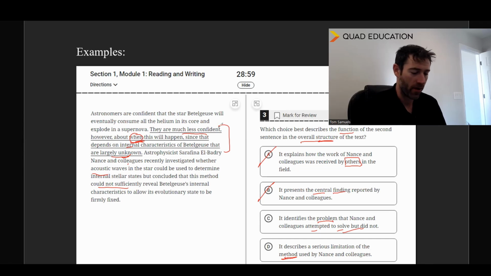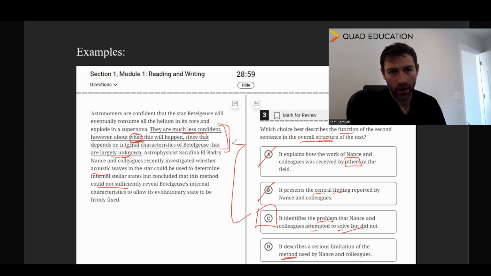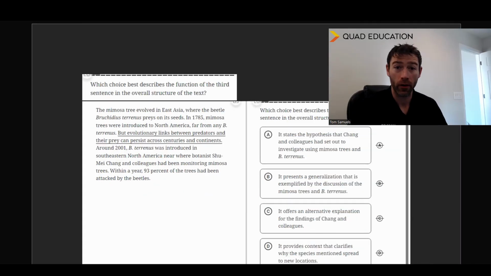So there's no method in here. It's just we have a problem. We don't know this and why it is that we don't know this thing about the star. So out of these answers, I'm going to go ahead and go with C. And this is pretty clearly the one that most clearly lines up with the function of this sentence in here. And if you break it down this way every time, I think you'll see that it'll come into focus a lot better. All right, we've got our next example here.